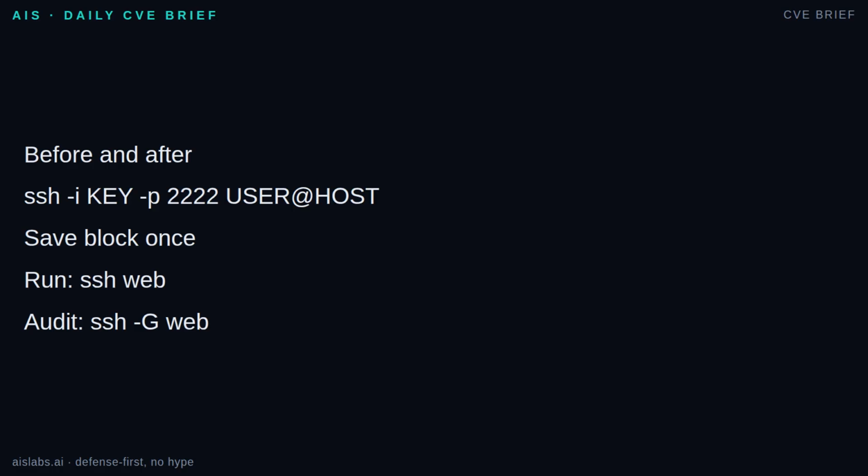If you want to see what OpenSSH resolved after reading your config, run ssh -G web. That prints the final client configuration for that alias. It is excellent for troubleshooting because it shows the computed hostname, user, port, identity files, and many defaults.